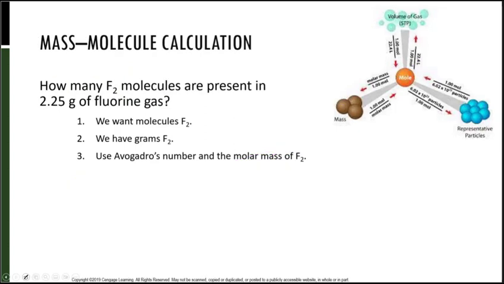All right, let's try this guy. I've got 2.25 grams of fluorine gas. I want to know how many molecules are present in that much. Why don't you pause this and see if you can do this two-step equation now.